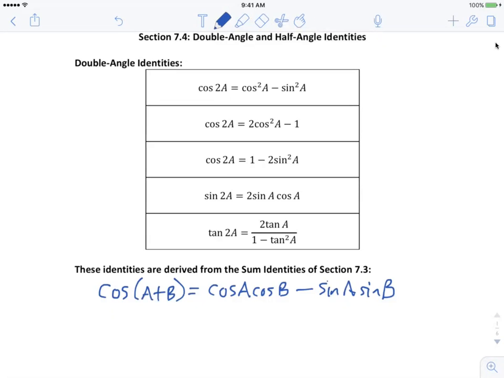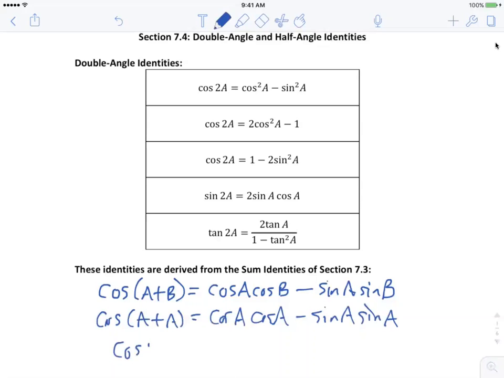I've written down the sum identity for cosine, and really all you're doing is letting A equal B, or just replace all the B's with A's. So your two angles are the same, right? So then that's going to be cosine of A plus A equals cosine A cosine A minus sine A sine A, lots of A. Okay, and then simplifying that, A plus A is 2A. And then cosine times cosine is cosine squared, and sine times sine is sine squared. Right, so that's how that first one is derived. It's really just a special case of the sum identity.